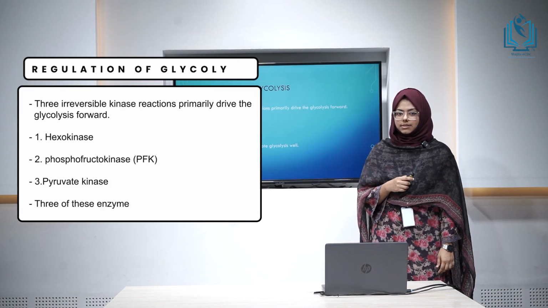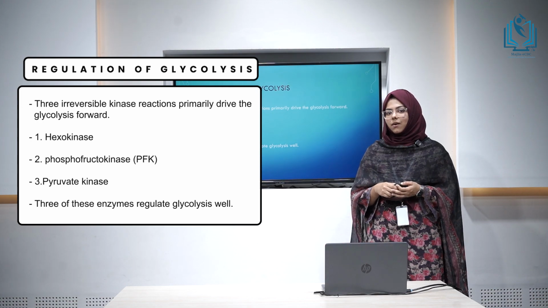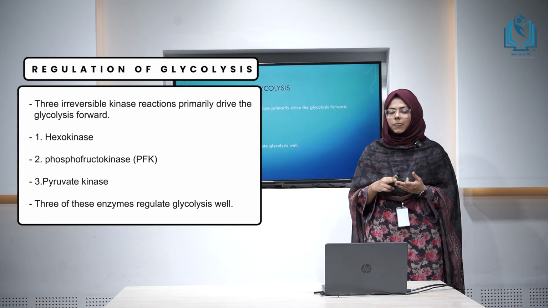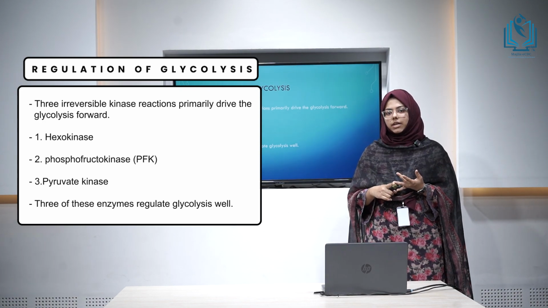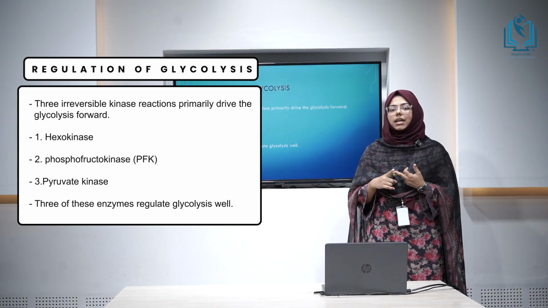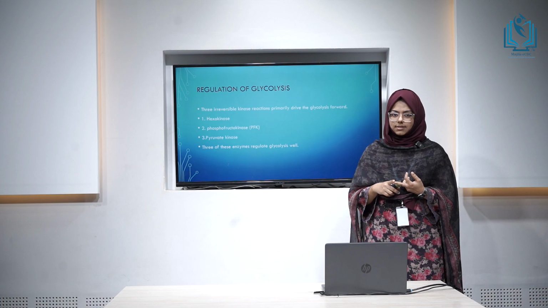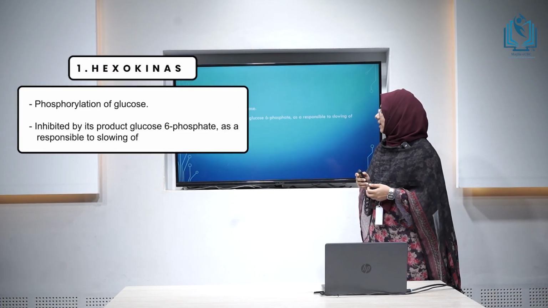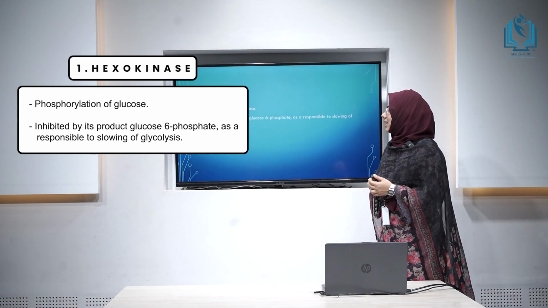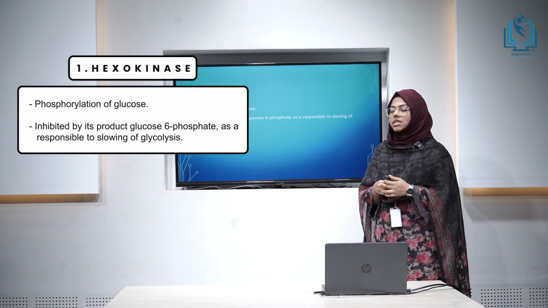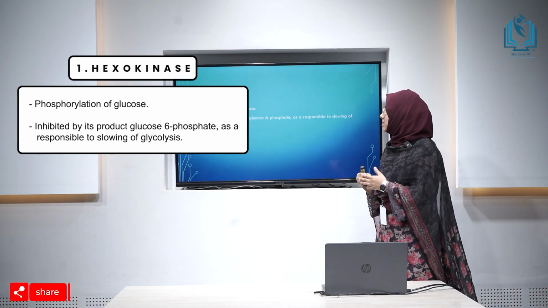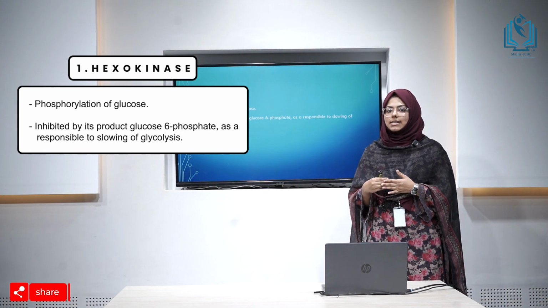Regulation of glycolysis. Among the 10 reactions of glycolysis, 3 reactions are irreversible, which are catalyzed by the enzymes hexokinase, phosphofructokinase and pyruvate kinase. They drive glycolysis and are important in the regulation of glycolysis. First one, hexokinase. It is involved in the phosphorylation of glucose, and it is inhibited by its product glucose 6-phosphate, because in order to slow down glycolysis, glucose 6-phosphate inhibits hexokinase activity.